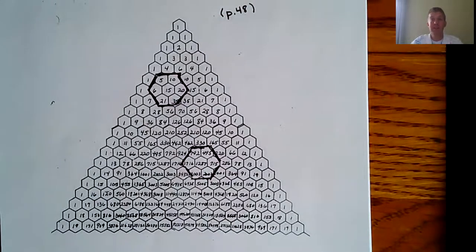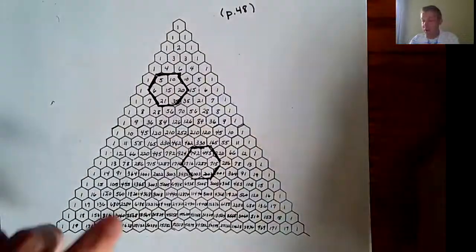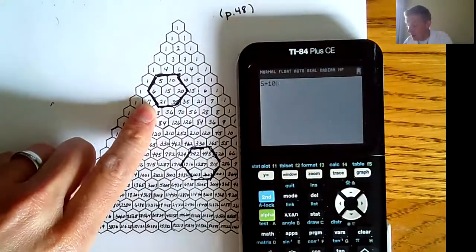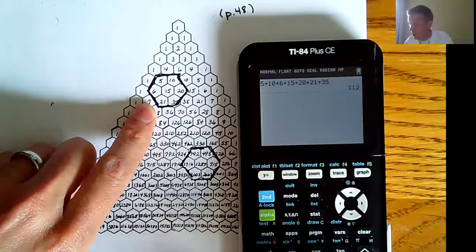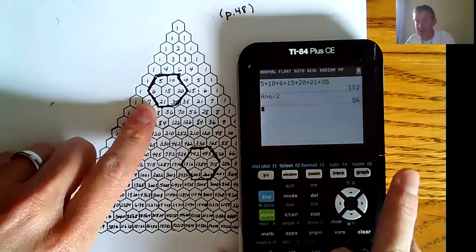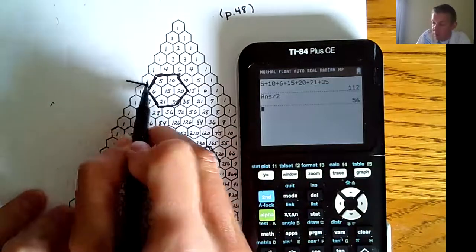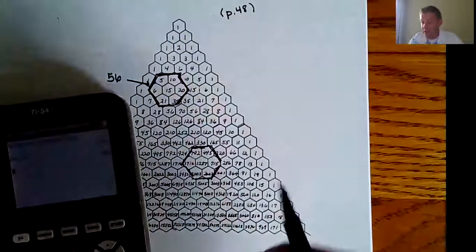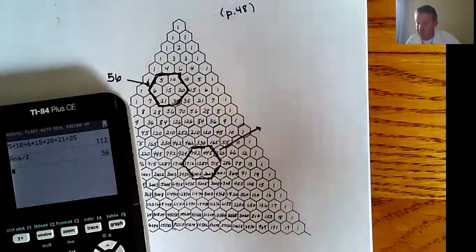Did you figure out the pattern? Okay, let's see. So the ones that I just drew here, if I add up these numbers, this is 5 plus 10 plus 6 plus 15 plus 20 plus 21 plus 35. That's 112, divided by 2 is 56. So the answer to that hexagon was 56. And then I just picked another one down here. You might have different ones. That's totally fine.